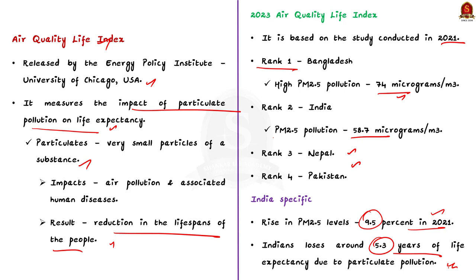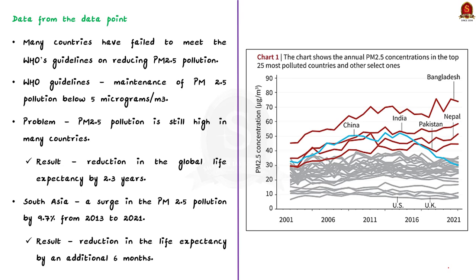Okay? Now, having understood the basics, let us understand the data provided in the article. According to the data point, many countries have failed to meet the WHO's guidelines on reducing PM2.5 pollution. The WHO guidelines advise the countries to maintain PM2.5 pollution below 5 micrograms per meter cube. But in many countries, the PM2.5 pollution is still high. So, the data says that persistent particulate pollution would probably reduce the global life expectancy by 2.3 years. Currently, the global life expectancy is around 73.3 years. So, if the PM2.5 pollution is not reduced by global efforts, the PM2.5 pollution alone will reduce the global life expectancy to 71 years from the current 73.3 years.